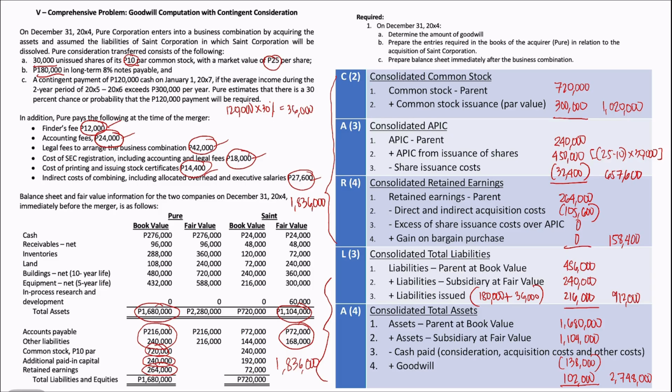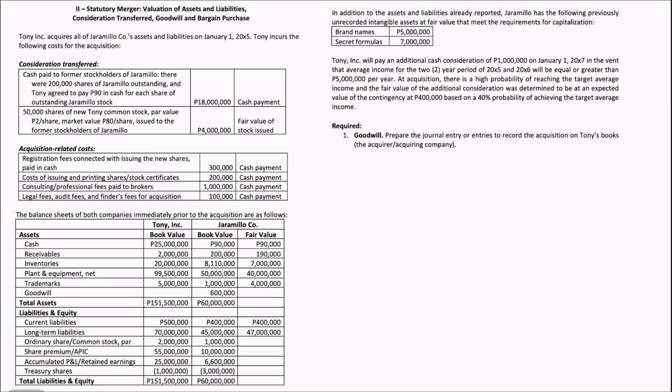The memory aid Carla 23434 is very useful in multiple choice quizzes so that you don't have to actually prepare the consolidated balance sheet in order to compute for the consolidated balances. Let's take a look at another problem.